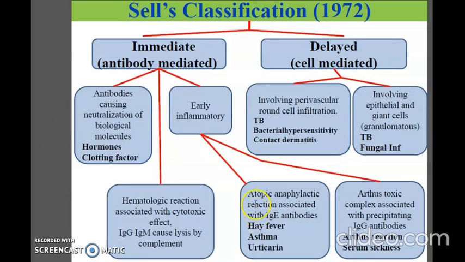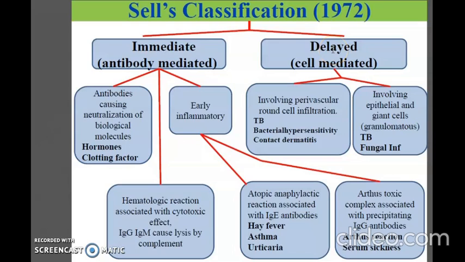And examples of this include hay fever, asthma, urticaria. And another early inflammatory reaction is the Arthus toxic complex associated with precipitating IgG antibodies. And the examples of these reactions include the Arthus reaction and the serum sickness.